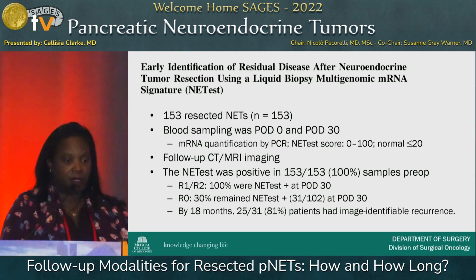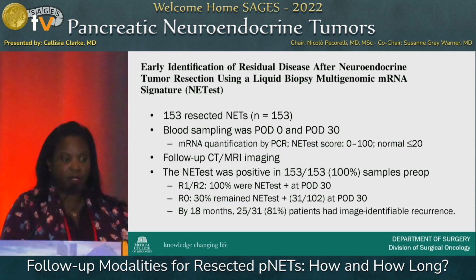The NET test in this study was positive in all of the patients on post-op day 0, which meant that it was accurate for predicting disease. In patients that had R1 or R2 resections at post-op day 30, all of those patients also had a positive NET test. In patients that had R0 resections, however, it was interesting, 30% of them remained NET test positive at postoperative day 30, and about 18 months after, about 81% of those patients had identifiable recurrence.